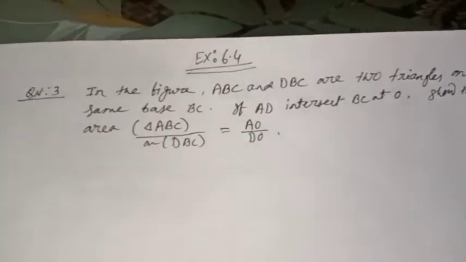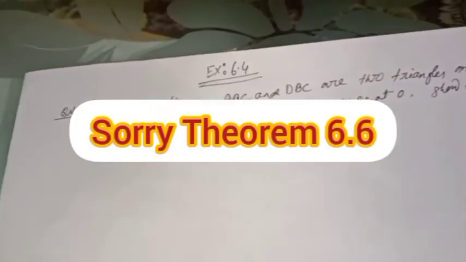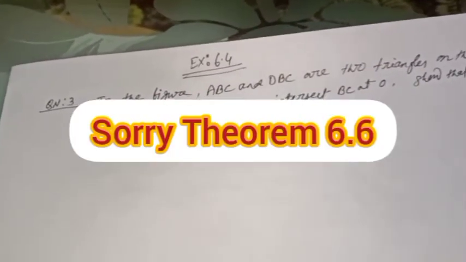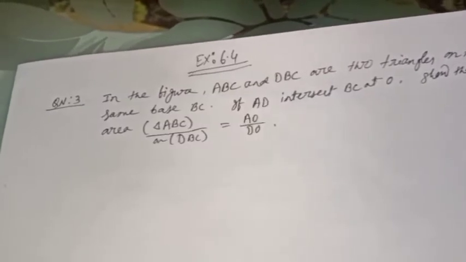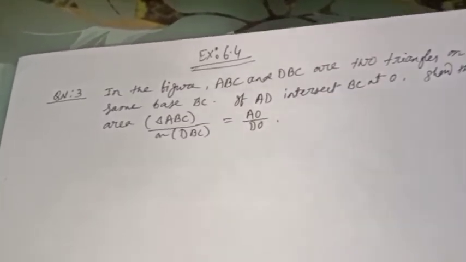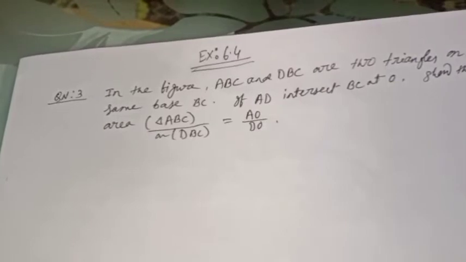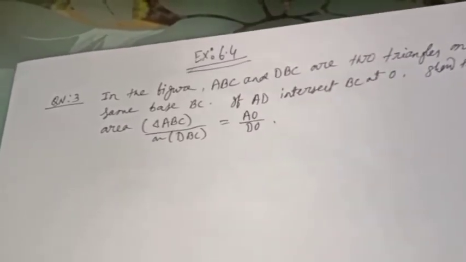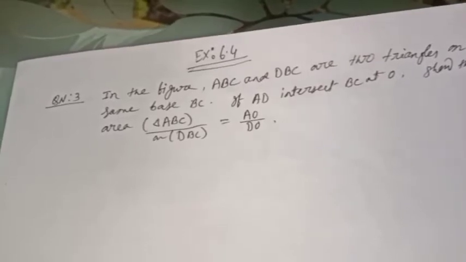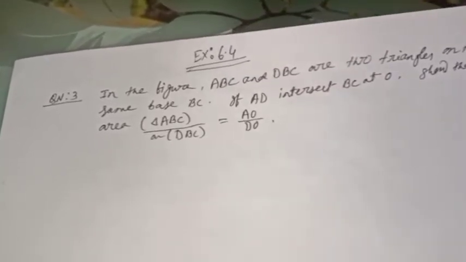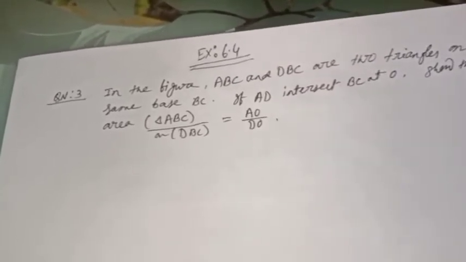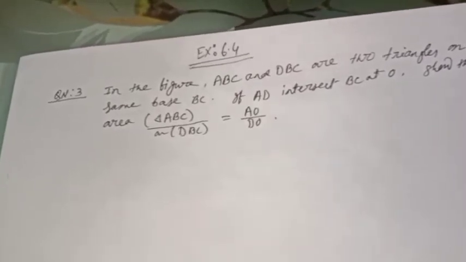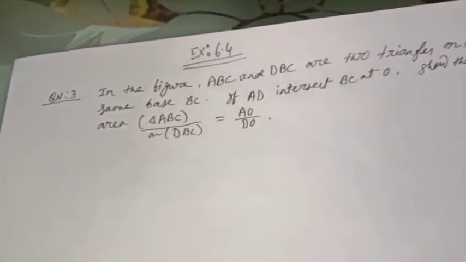In the last class, we learned especially about theorem 6.4. Have you remembered that? The ratio of the areas of two similar triangles is equal to the square of the ratio of the corresponding sides.